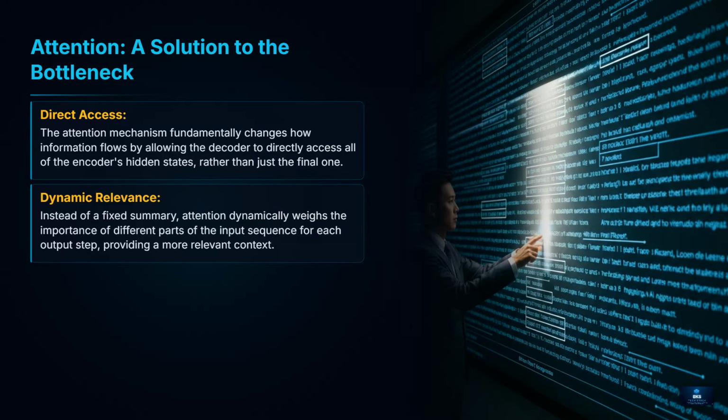The solution? Attention. Imagine giving the model a spotlight that can highlight exactly what's relevant in the input at any given moment, rather than forcing it to remember everything. This mechanism provides dynamic relevance, making information bottlenecks a thing of the past. Watch how this shapes what comes next.